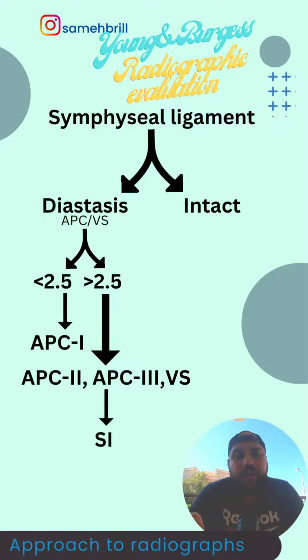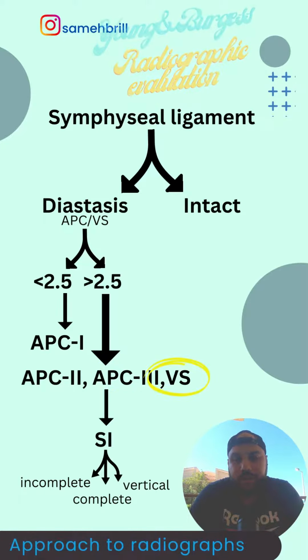So I take a look at the sacroiliac joint right away. If the sacroiliac joint has an anterior disruption, that's an APC2. If there is a complete disruption, that's an APC3. And if there is a vertical displacement, that's a VS.